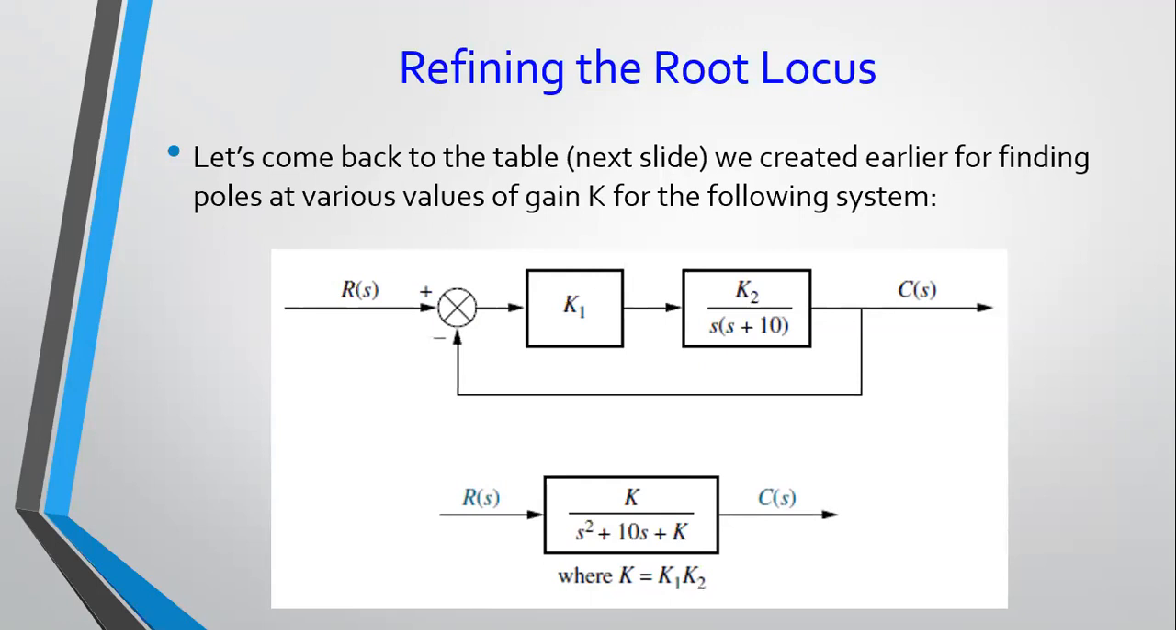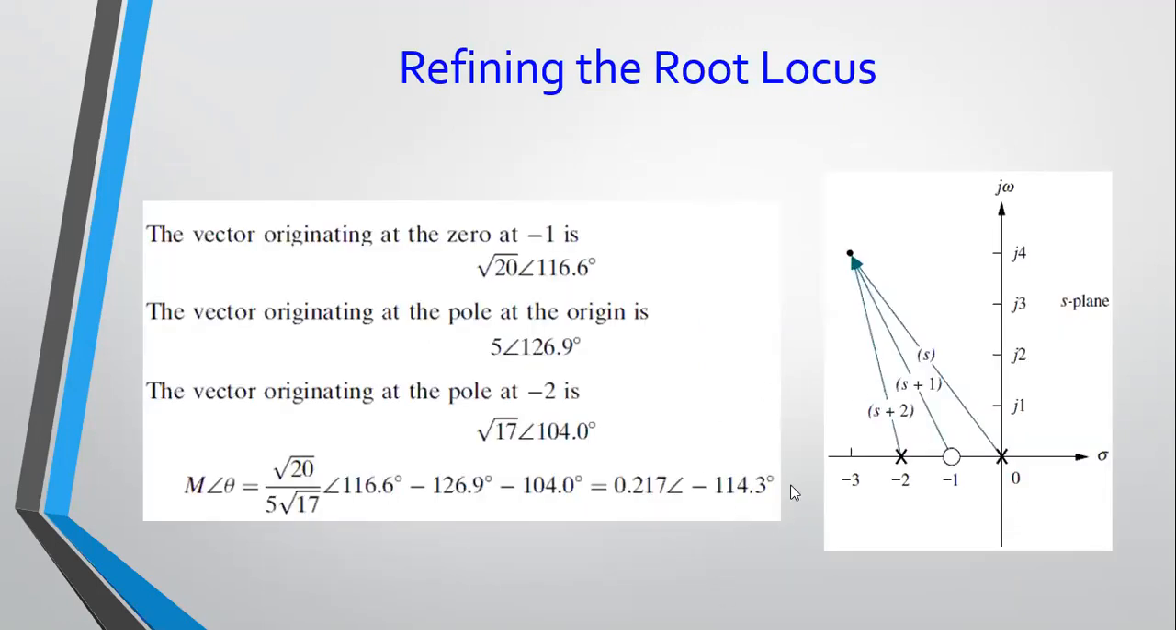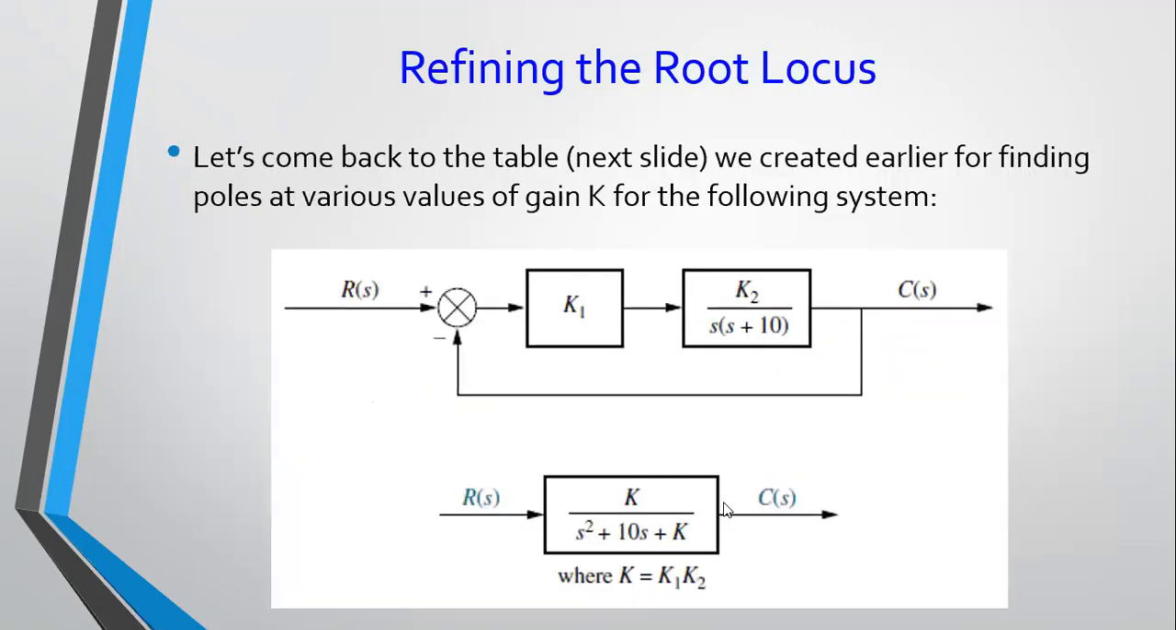This is one method we'll be using to find the gain, but the angle consideration we applied here will also be very useful later when we find the angle of departure and arrival, like we said earlier, which is one feature we find when we try to refine the root locus.